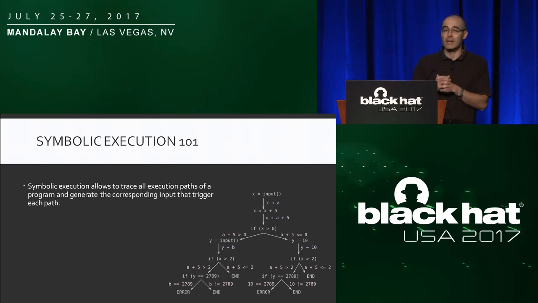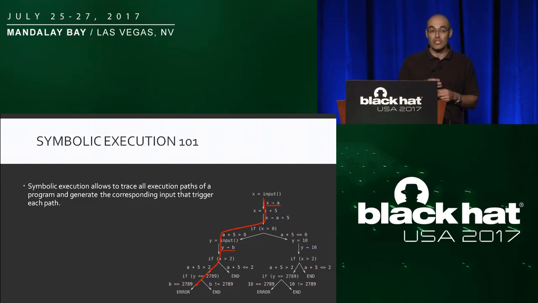For example, here in this example on the slide, you see a program with two inputs. They are denoted by A, the first input, and by B, the second input. And this means that each program variable is now an expression of those symbols. And each conditional branch here in the program actually sets constraints on those symbols.